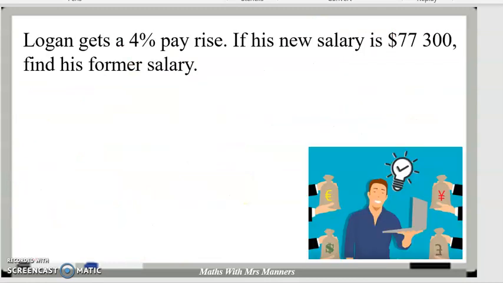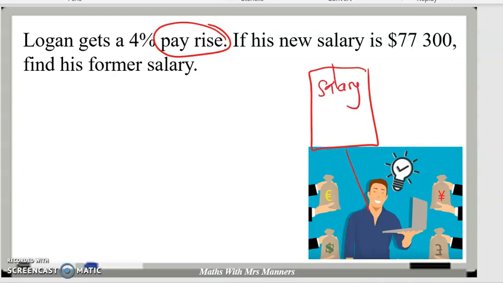Let's have a look at another example. Instead of a discount this time, we're going in the other direction. We're going to do a pay rise. So Logan gets a 4% pay rise. So at one point he would have had a salary, and that original salary would have been 100%. This is his original salary. And then he's been offered a new salary.